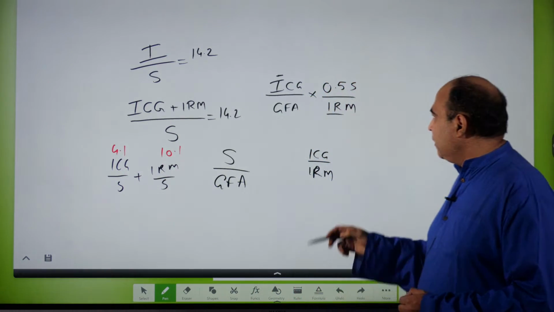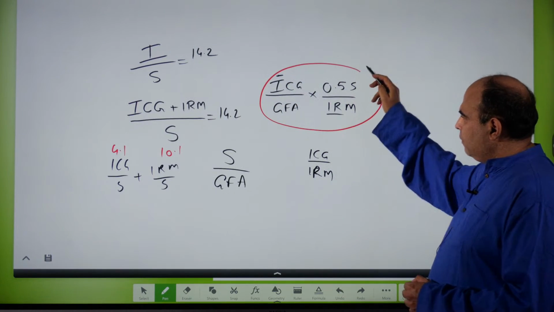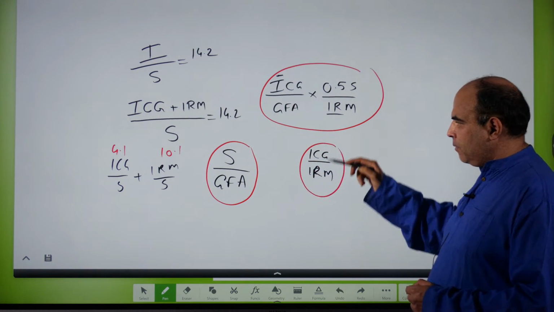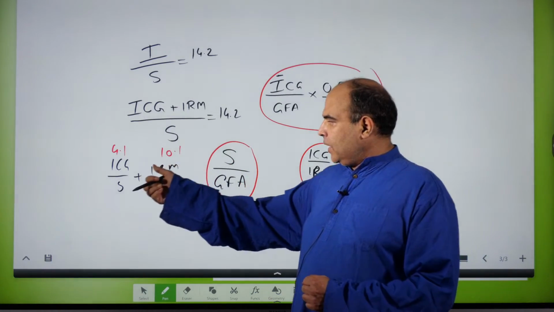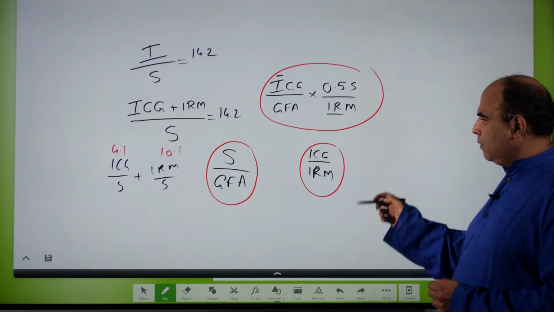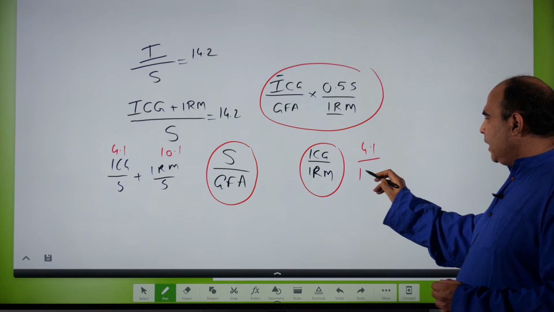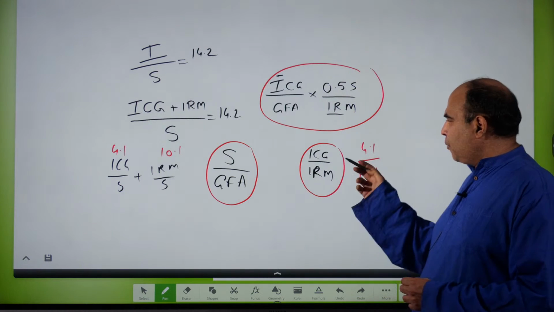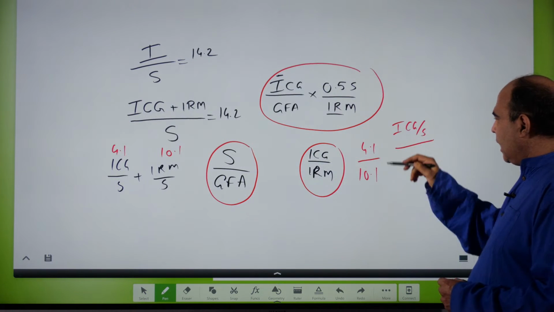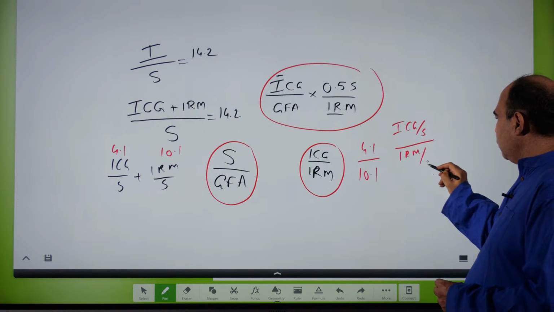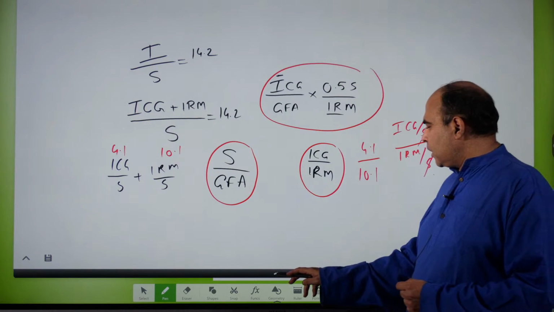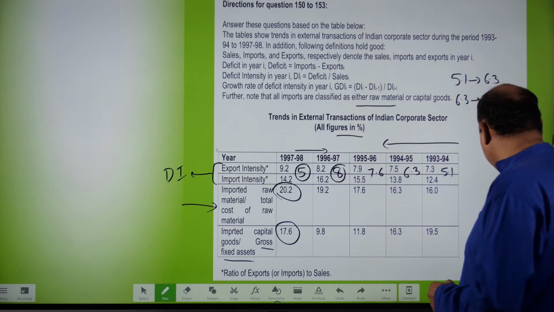And that means in this scenario, I wanted the ratio of sales upon GFA. And for that I had traced that I want the ratio of ICG upon IRM. So if IRM upon S is 10.1 and ICG upon S is 4.1, I want the ratio of ICG upon IRM. I can just divide 4.1 by 10.1 because 4.1 is ICG upon S and 10.1 is IRM upon S. So the S will get cancelled and you will get ICG upon IRM. So this is around 4.1 upon 10.1, so it's around 0.4 or 40%.